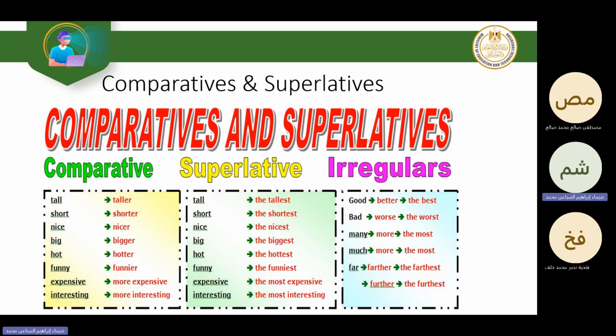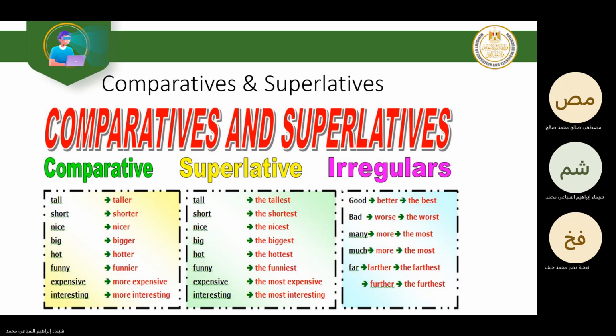What about bad? It will be worse, the worst. Many, it will be more, the most. And the adjective far, it will be farther or further, and the farthest, the furthest.